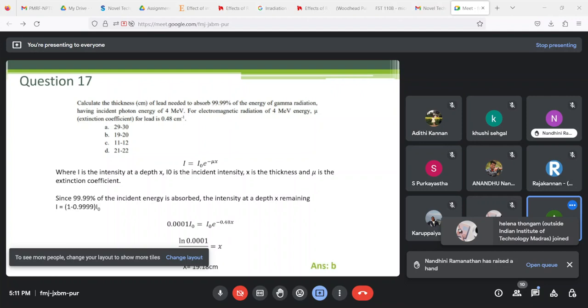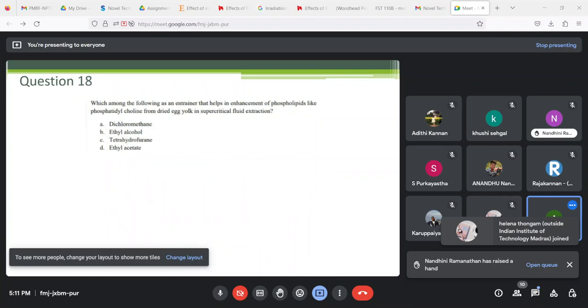Is this clear? Here you can see in every single slide we are dealing with an exponential decay, because that is how your radiations are dissipated with respect to distance in the food. Any doubts in this particular problem? Okay. Moving to question 18.